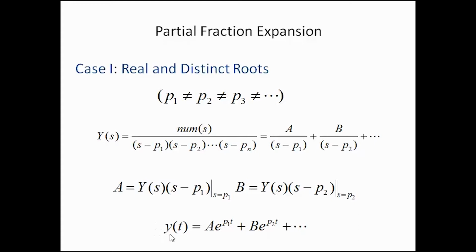Once the coefficients are obtained, it's easy to obtain now the corresponding inverse Laplace transform, which will give us y of t equal to A e raised to p sub 1 times t, plus B e raised to p sub 2 times t, plus and so on, again depending on the number of terms in the factors of our denominator.